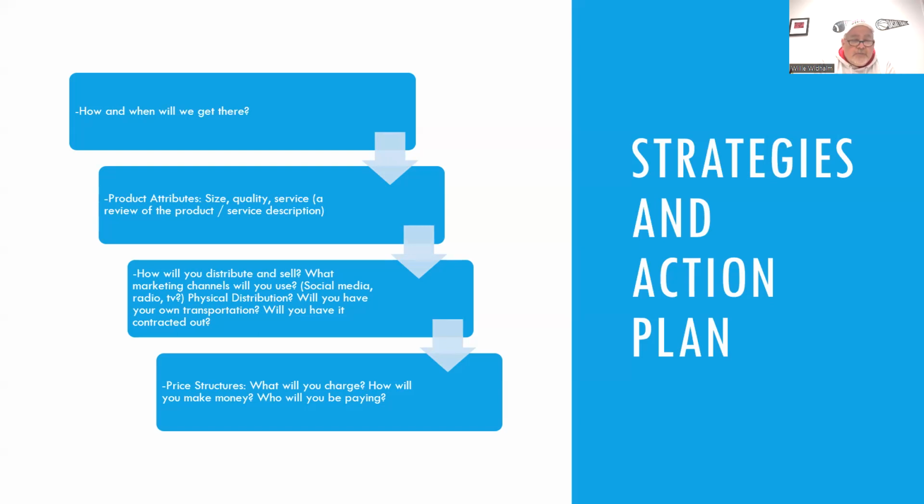Okay. And then from there, you'll move down and you're going to determine if you have a product you're trying to distribute and sell, what marketing channels are you going to use to help you promote that? Are you going to use social media? You're going to use radio. You're going to use TV. You're going to use print. Okay.